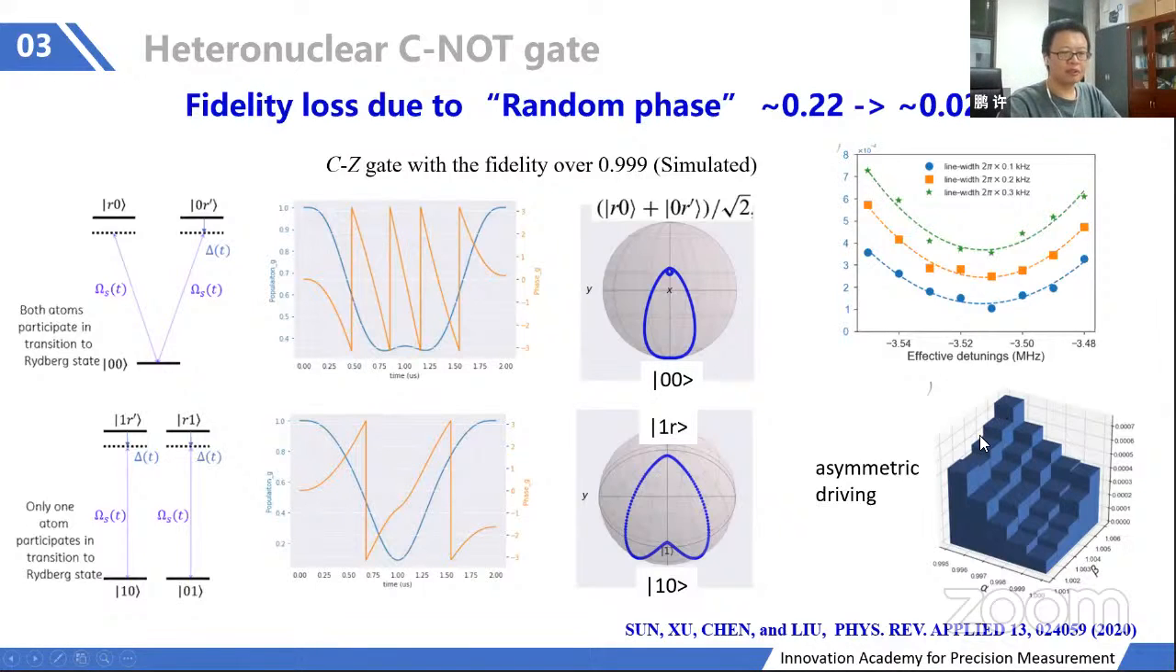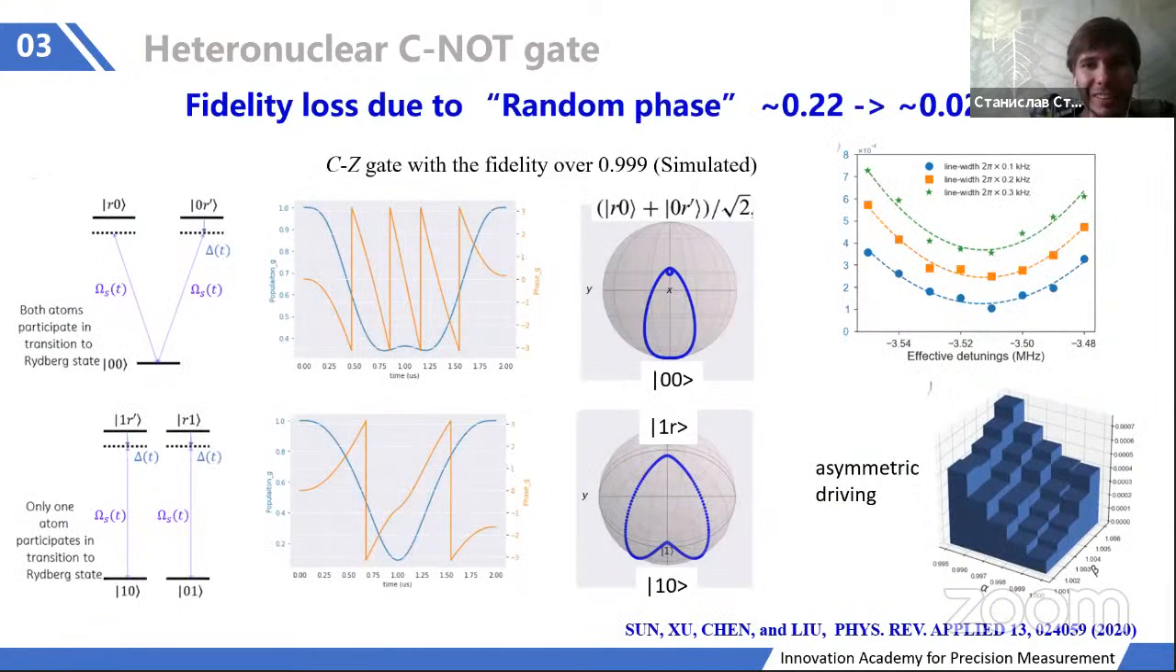And also, if the driving laser is not balanced, which means for atom 1 the Rabi oscillation is 1, and for the other atom the Rabi oscillation is 0.99, it's okay. They still have a very high fidelity. So here we recently published this result.